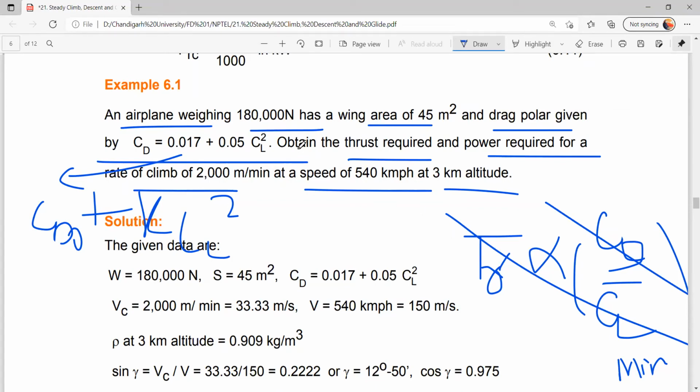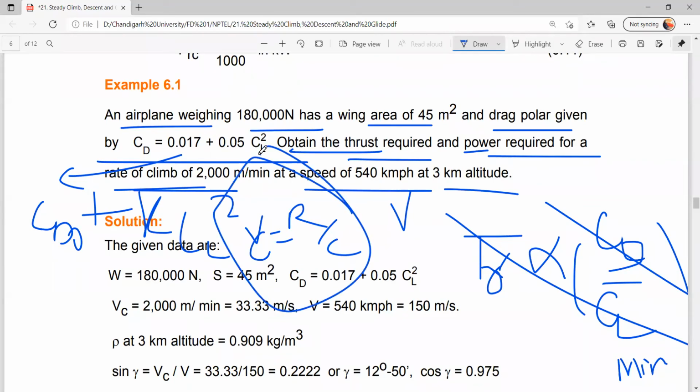Here also they have asked to obtain the thrust required and power required. They have given the value of rate of climb R by C and the speed of the aircraft V. We can take it as VC, R by C, anything. Whenever I say such a factor, understand that it is indicating speed of climb.